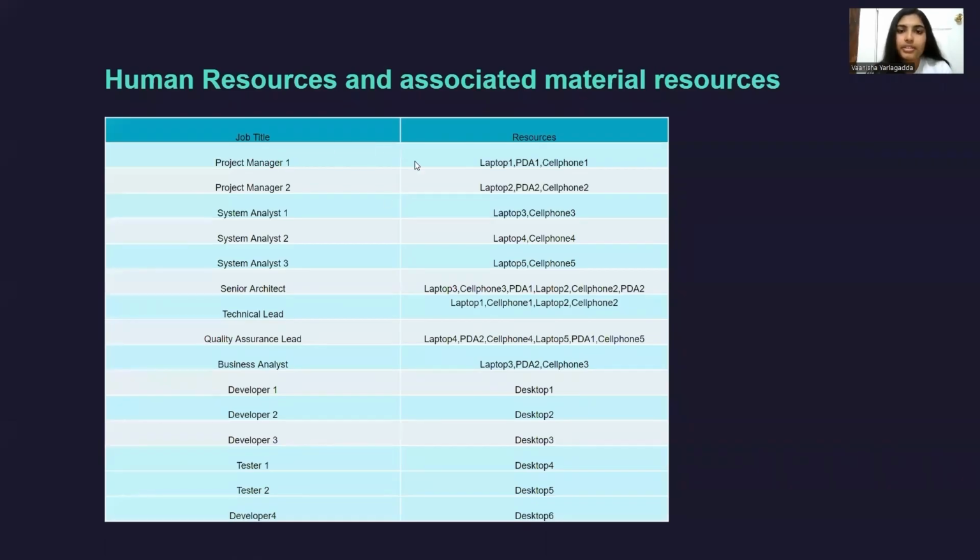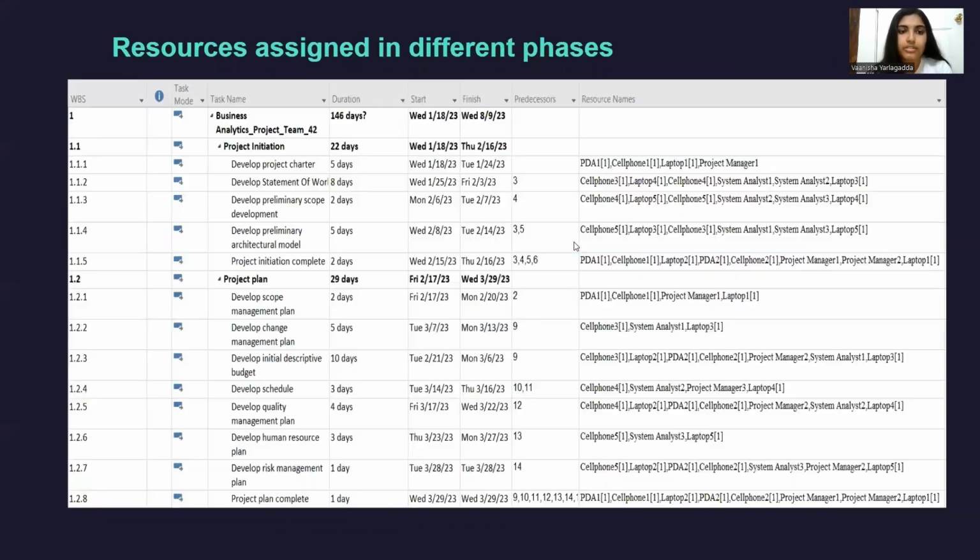So here are the human resources and the associated material resources. Like for project manager one, we have material resources: laptop one, PDA one, cell phone one. And similarly for all other human resources, we have their material resources. So next for the project, in different phases, we assign different resources for each phase. Like for develop project charter, we have PDA one, cell phone one, laptop one, and project manager. And for different phases, we have different resources assigned.